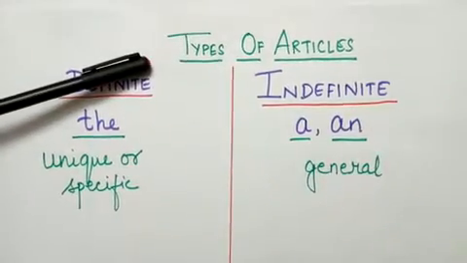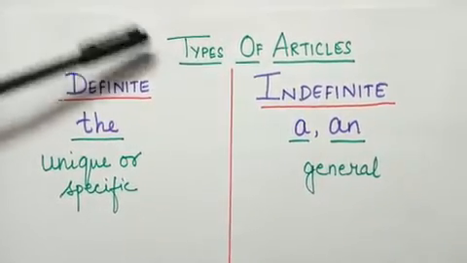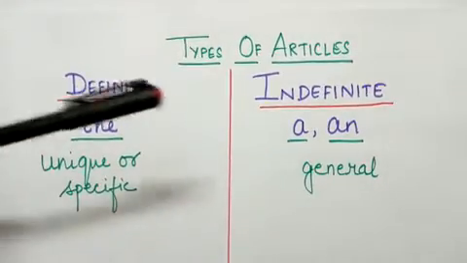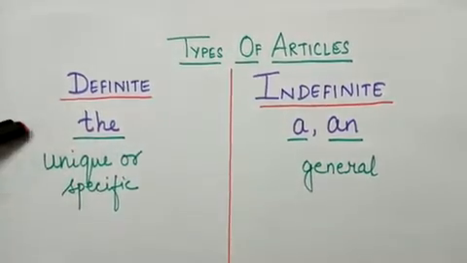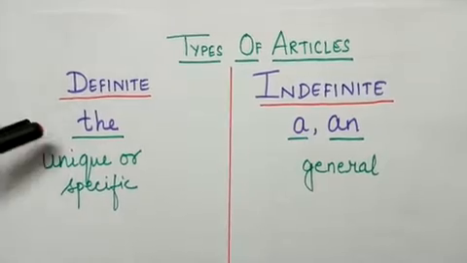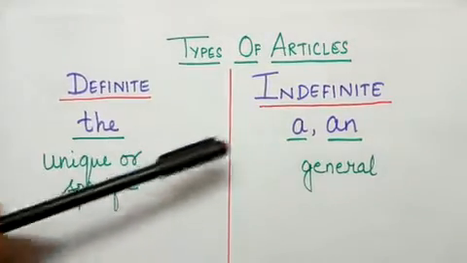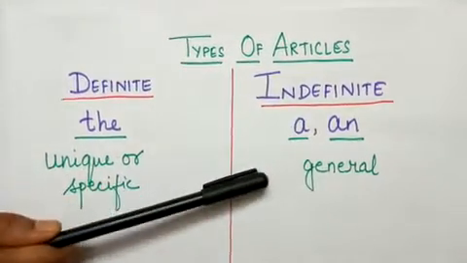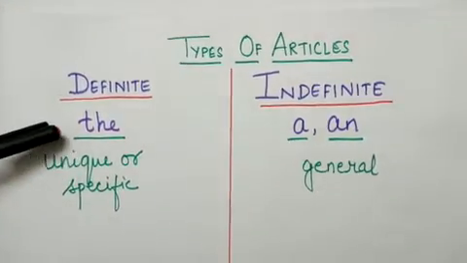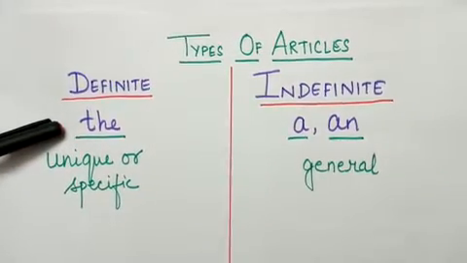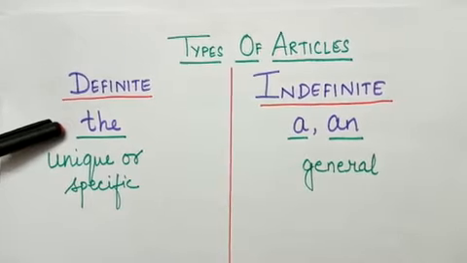Types of articles. There are two types of articles, definite and indefinite. The comes in the list of definite articles. A and an come in the list of indefinite articles. Now, let us see the difference.